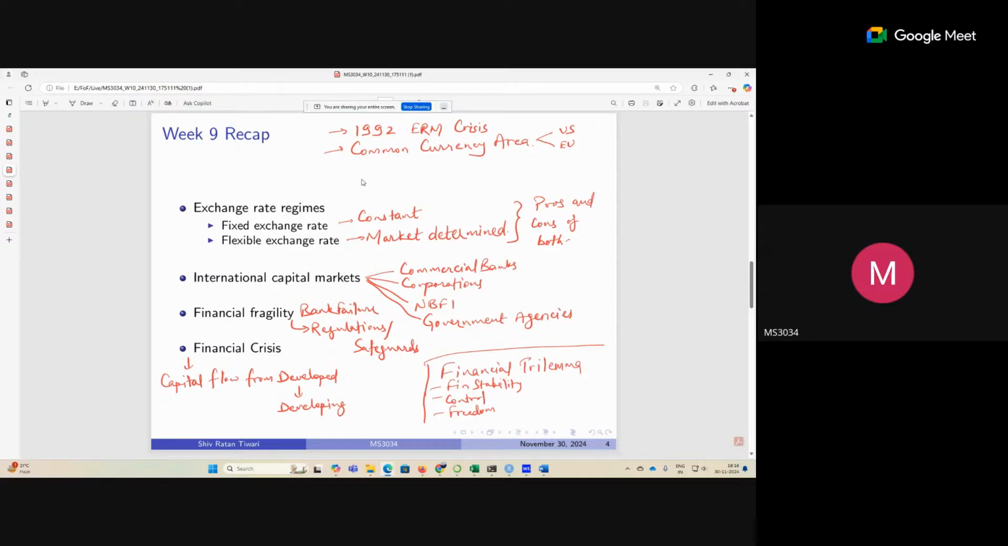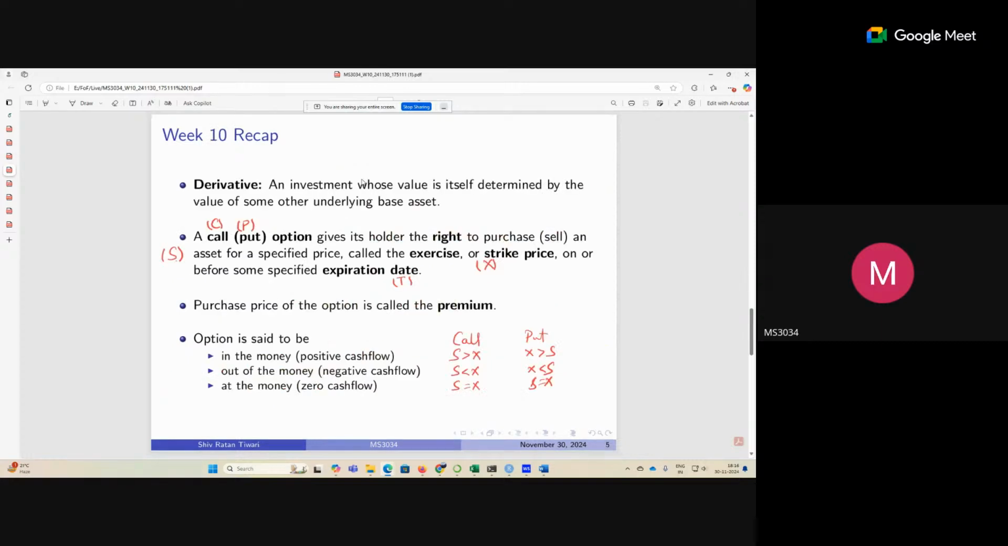In today's discussion, we will not be working through exercise examples. In the next live session, I want to cover a few exercises on exchange rates as well as on the options which we discussed in week 10. In week 10, we started our discussion on the derivative markets, on derivative instruments. So what is a derivative asset or derivative product?